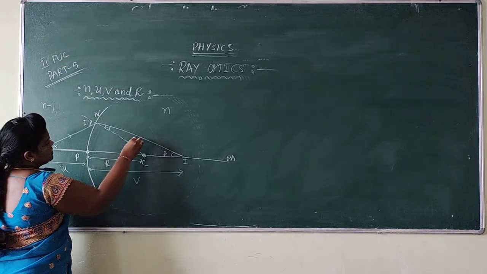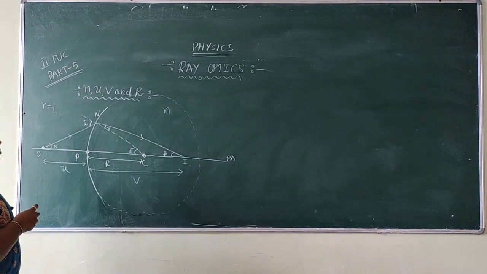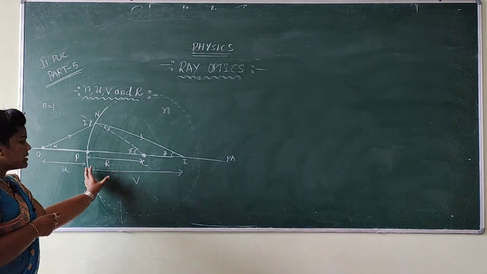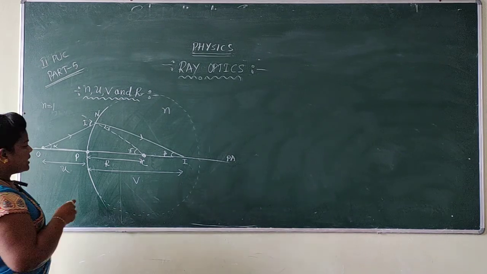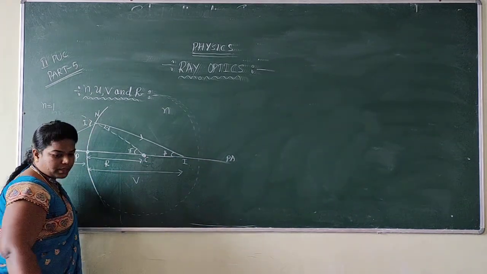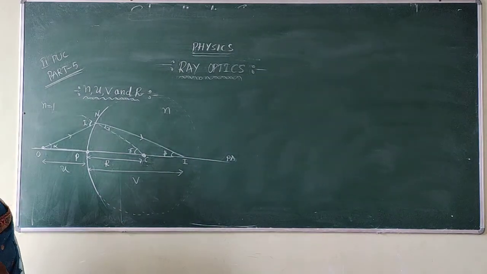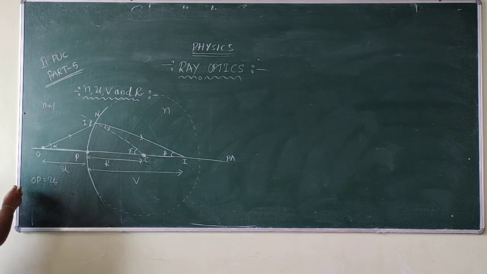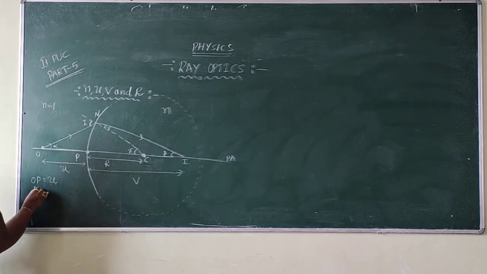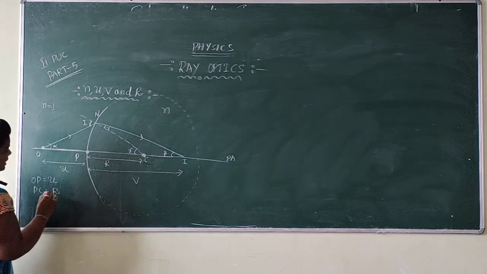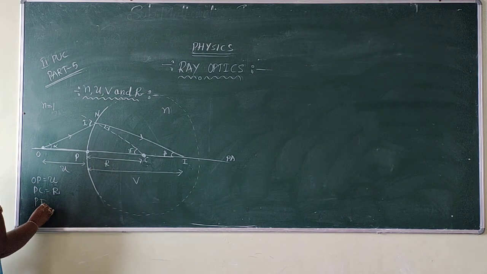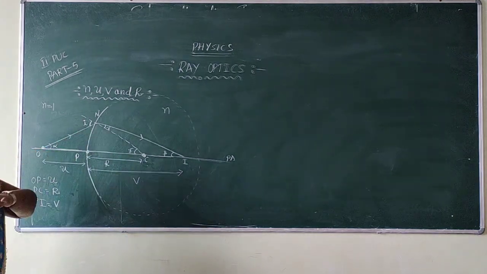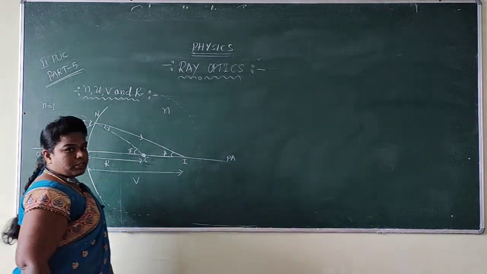These are all the things we wrote in the previous class, and I also gave the values of OP, PC, and CI. I am going to write the same thing again. OP is equal to the object distance u, PC is equal to R as we wrote yesterday, and PI is equal to v. Here N is the normal, i is the angle of incidence, and r is the angle of refraction. I am going to derive it now.